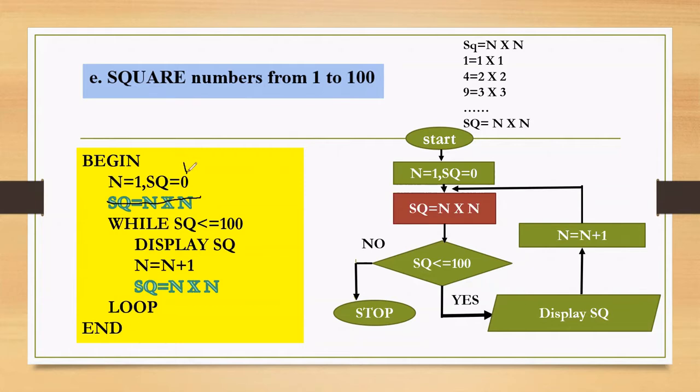If you put 1 here, directly assign 1, then 1 is displayed, then n becomes n plus 1, which is 2, then 2 into 2. So anyway, if you want, you can do it that way also.